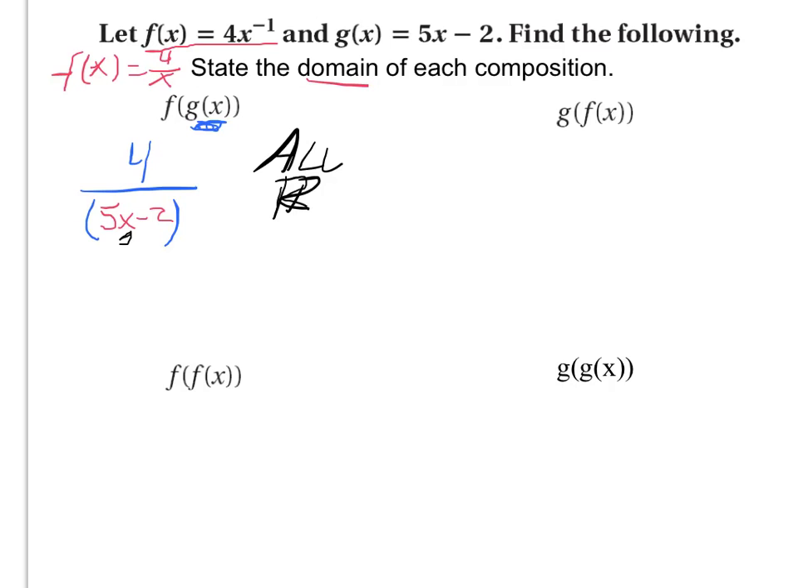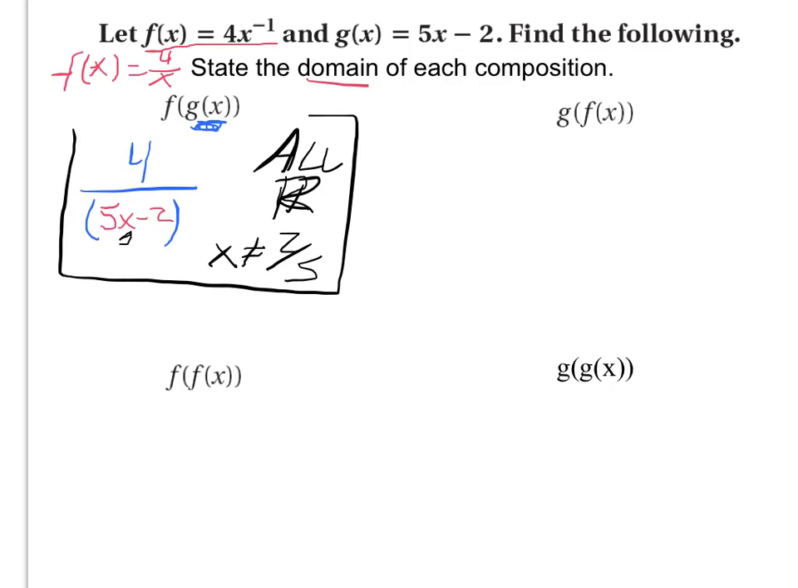But there's one thing that x cannot be. What number would make that denominator 0? Well, x cannot be positive 2/5. 2/5 is what would make this denominator a 0. Alright, so we can talk about that in class in a little more length, but there's our answer. 4 over 5x minus 2. We can use all real numbers except for 2/5.